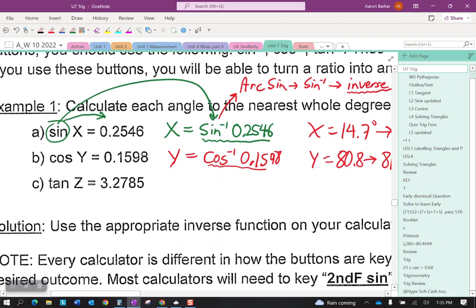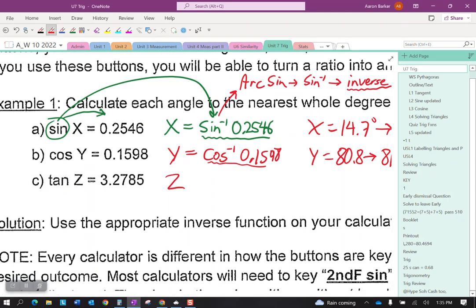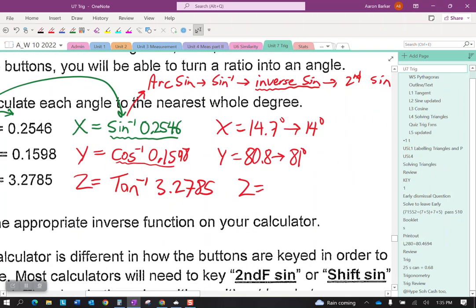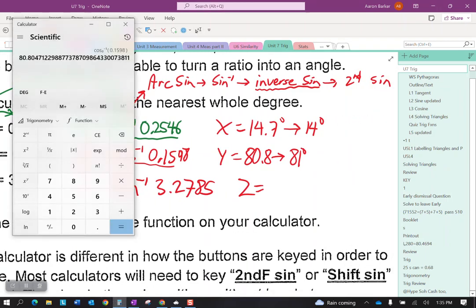For your work, Z equals what? Tan -1 3.2785. Do that on your calculator.